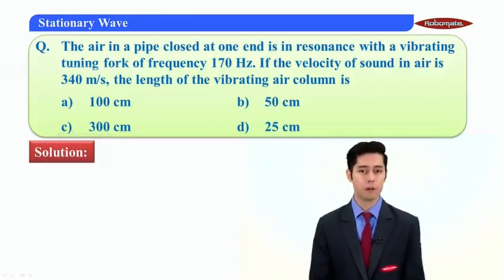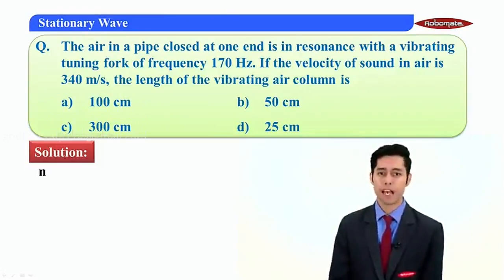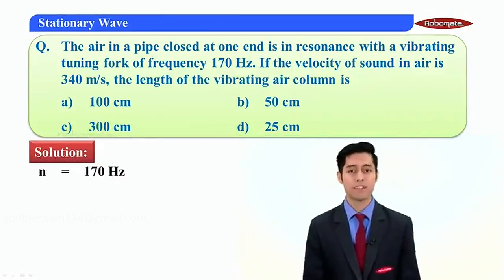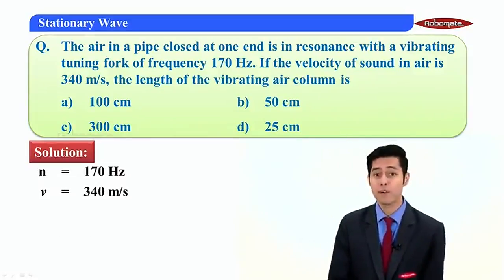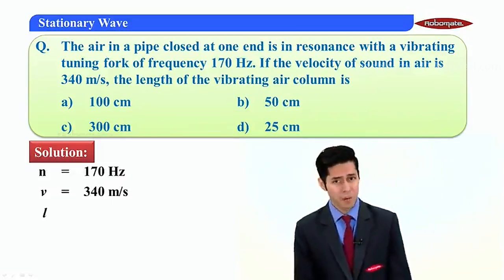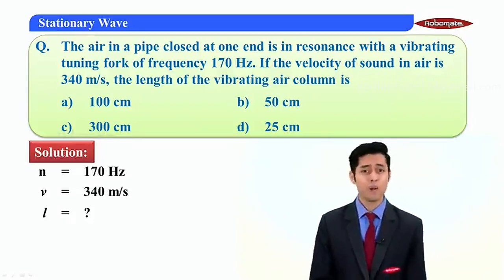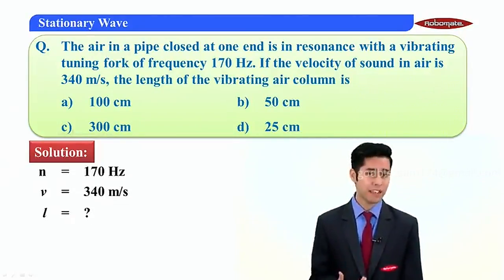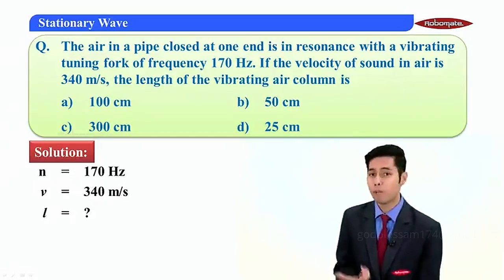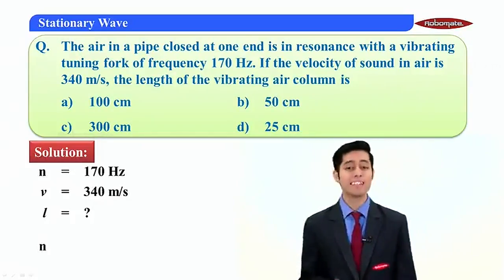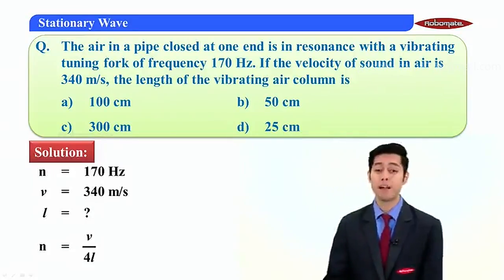Now how do I solve the problem? Let me see what is given to me. I have the frequency that is 170 Hz, excellent. I also have the velocity that is 340 meters per second. Now I need to find out the length. How will I find out the length? Students, tell me, if there is a frequency of a pipe which is closed at one end, what is the formula? Yes students, the formula is N is equal to V divided by 4L.